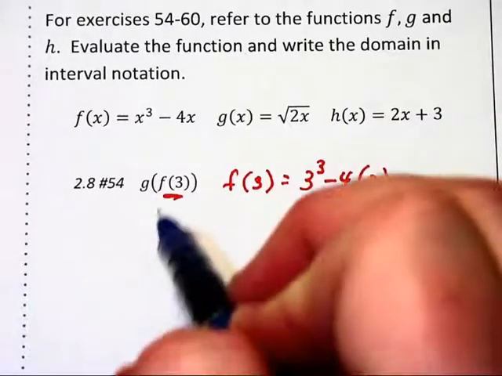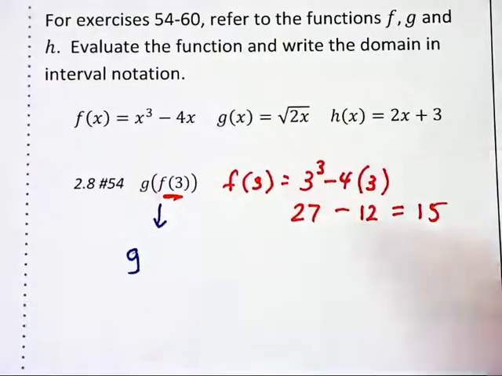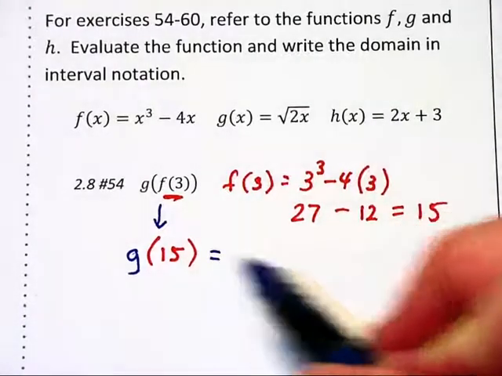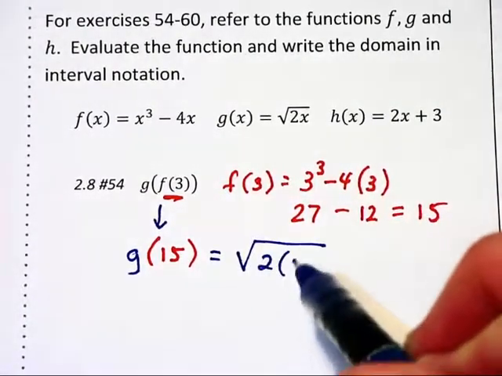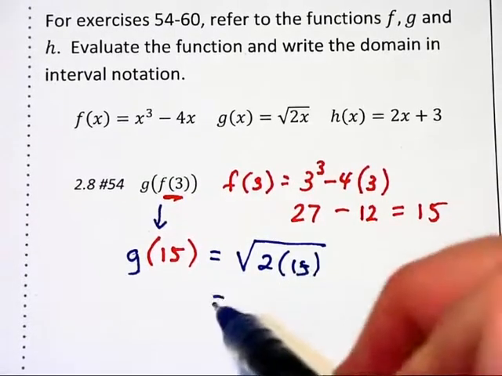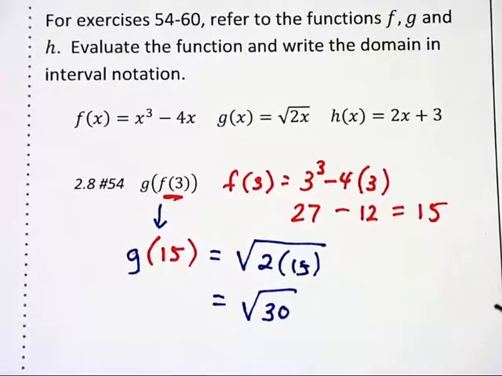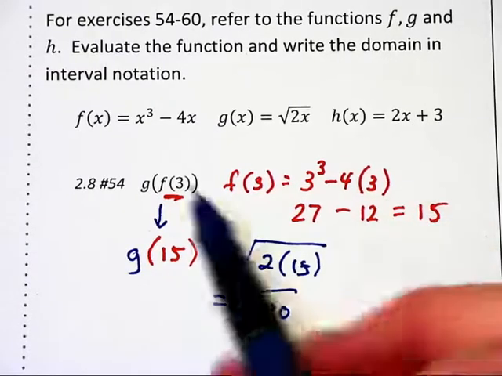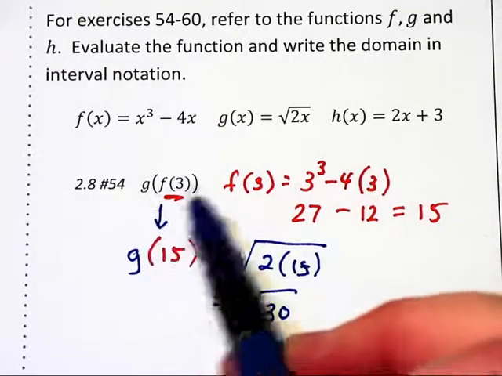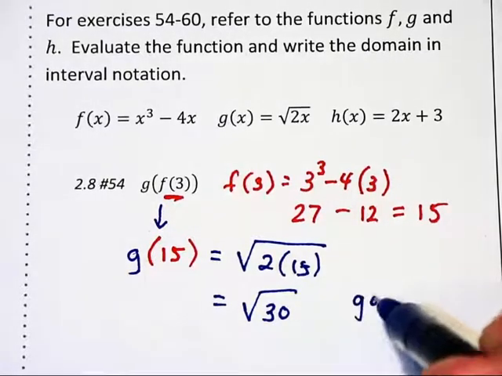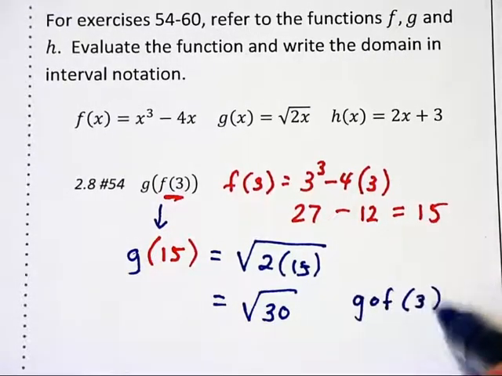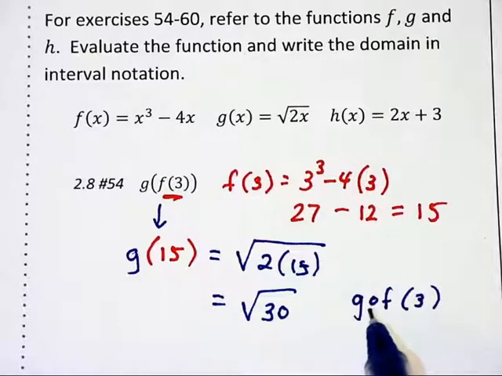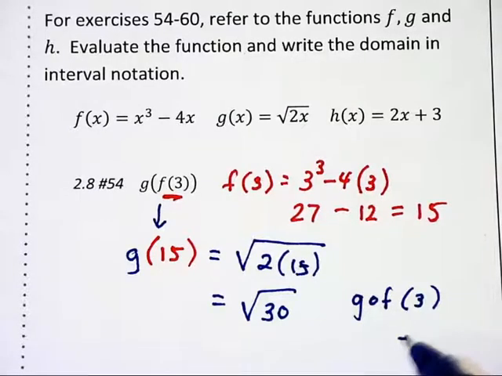Our function now becomes g of this 15, which we're substituting in. That becomes the square root of 2 times 15, which gives us the square root of 30. Now, this g of f of 3 can also be written as g composite f of 3, where this open circle is called the composite notation, g composite f, and that is equal to, as we just found, the square root of 30.